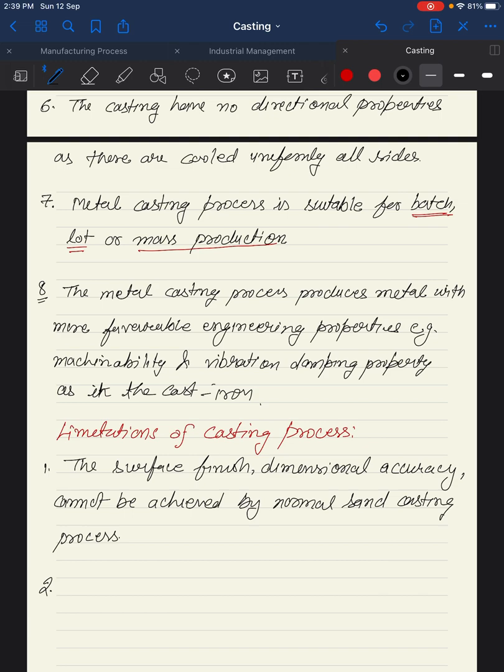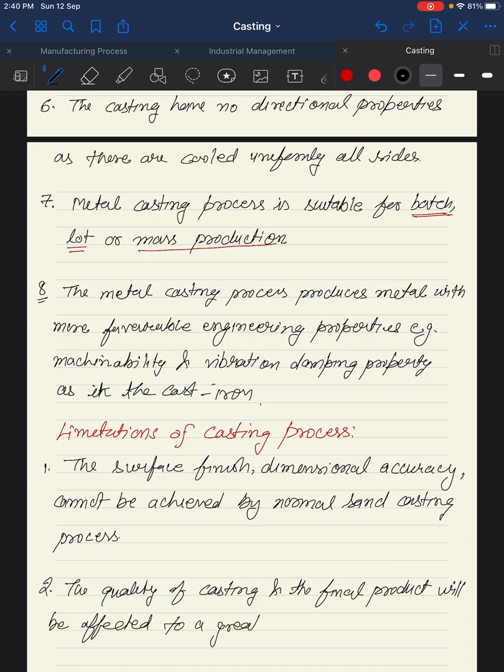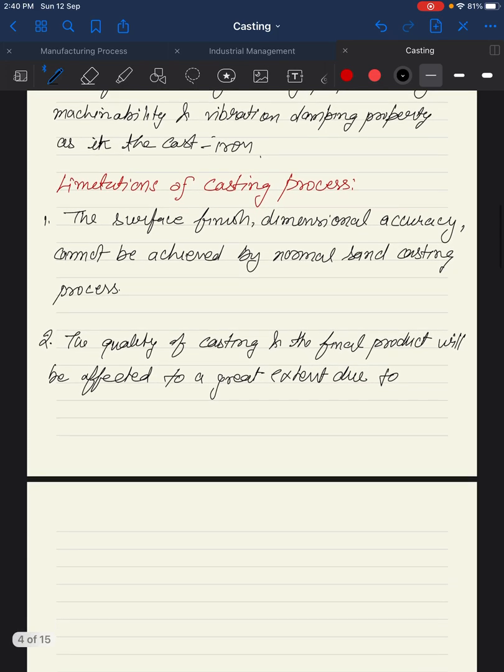Second, the quality of casting and the final product will be affected to a great extent due to moisture content in sand casting.